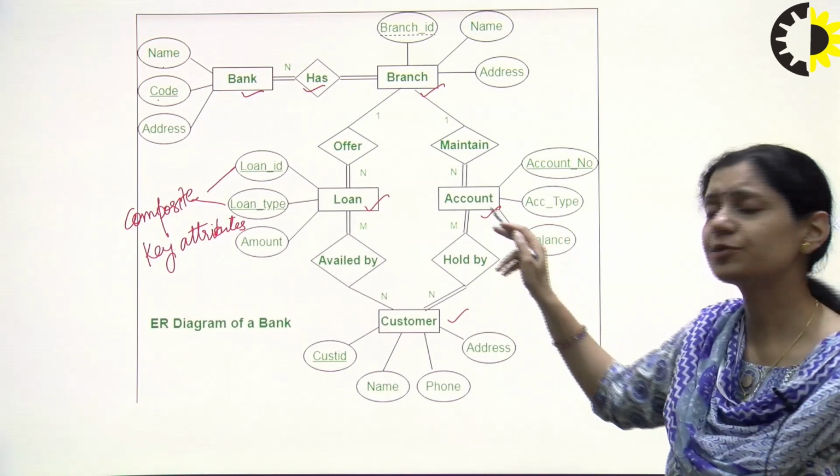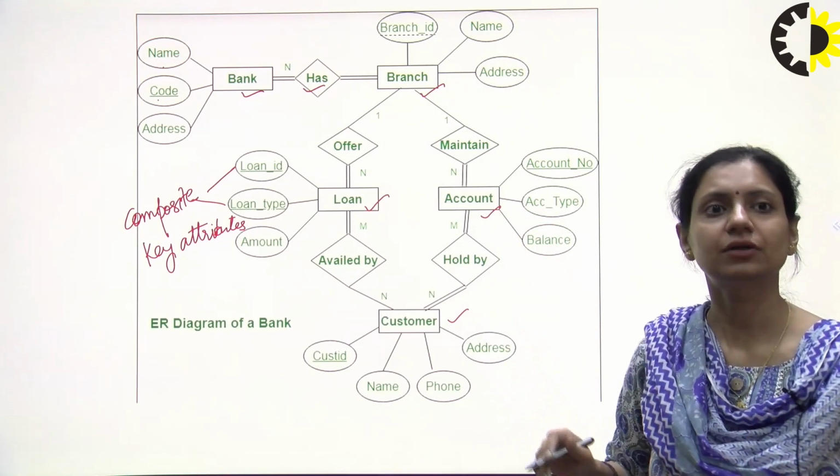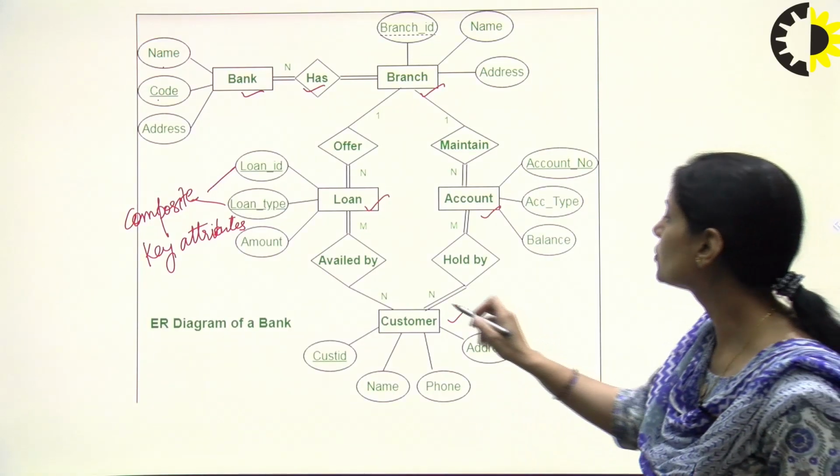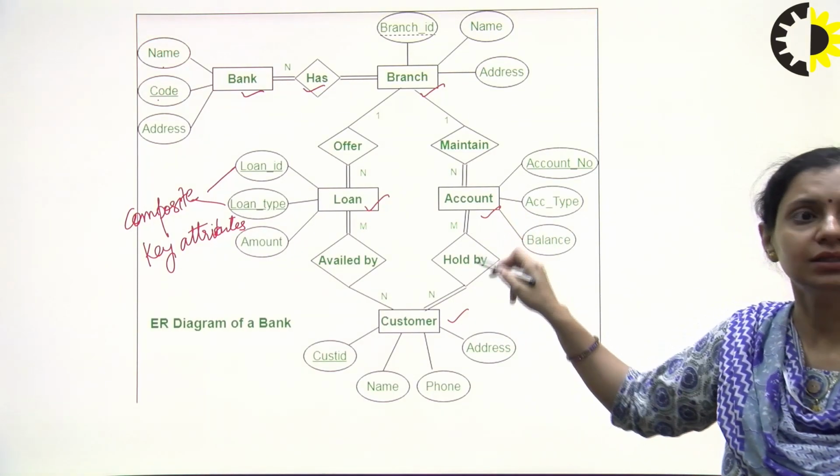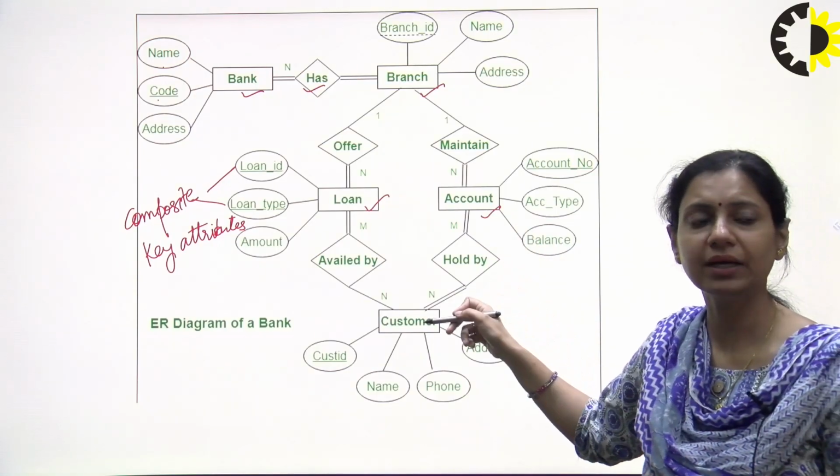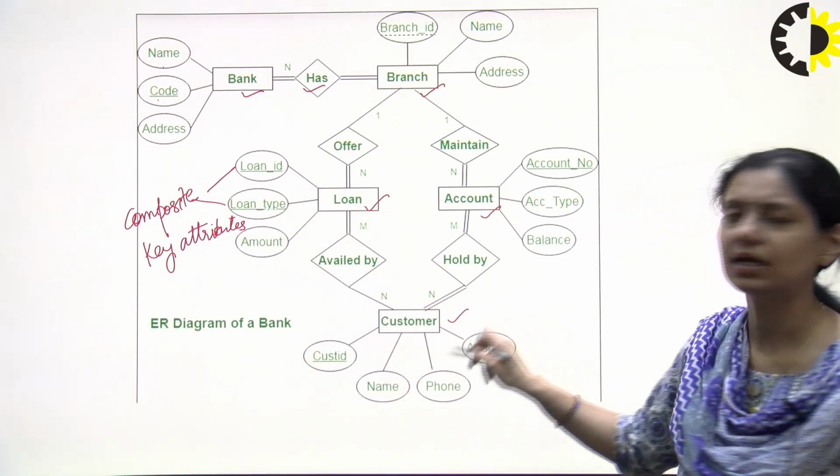Accounts. Every customer will hold an account. That is why he is a part of that branch or a bank. So that is the total participation in the two. All the accounts will be held by customer. Now these customers have their own attributes.